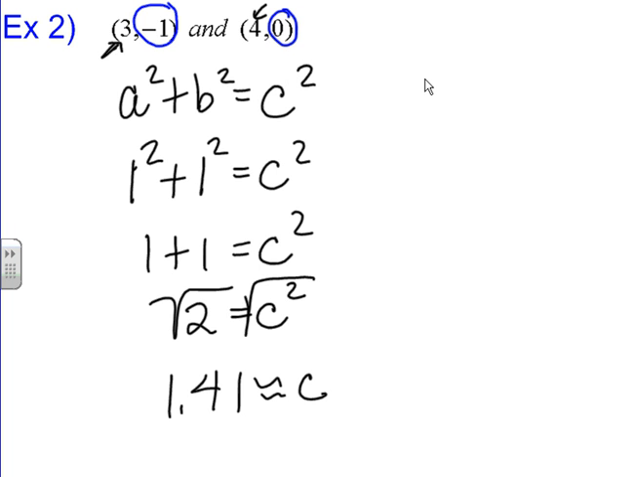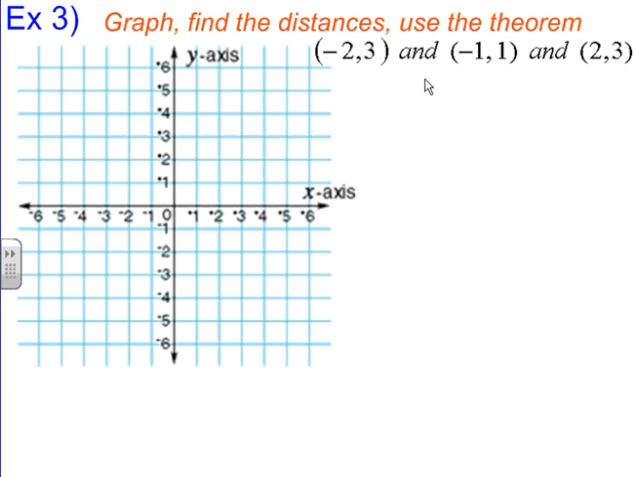Let's do it all from the beginning with everything all together. We're going to graph, find the distances, and we'll use the theorem to help us out. So let's plot these points. First we have (-2, 3), so -2, +3 goes right there. We have (-1, 1), and we have (2, 3). So we'll get those points on the graph. And hopefully you can visualize that this represents a triangle. So let me draw some lines to connect our triangle together. There we go. So now we can see our triangle.